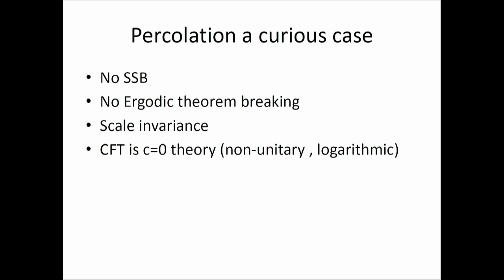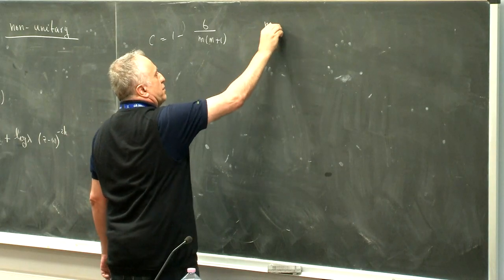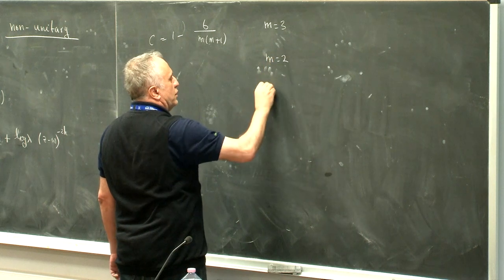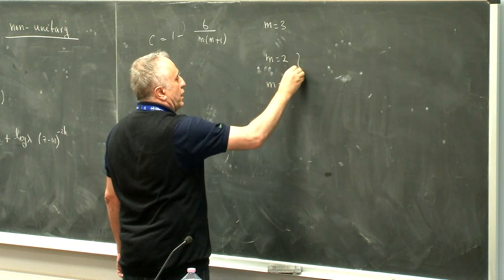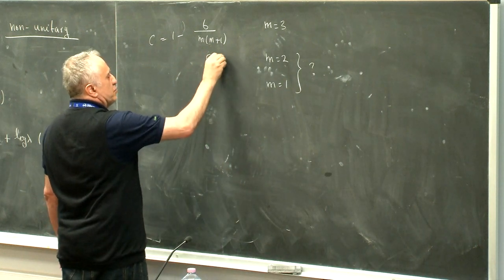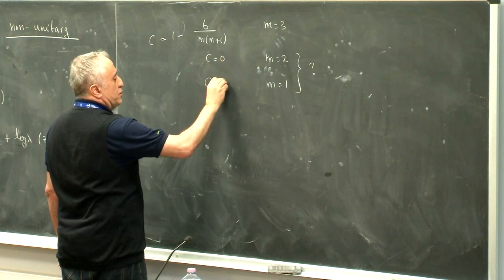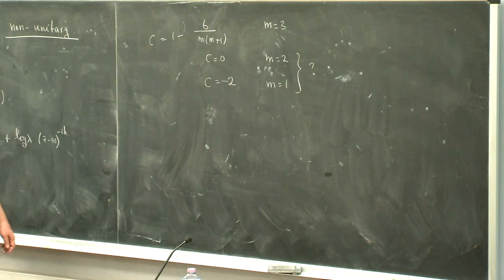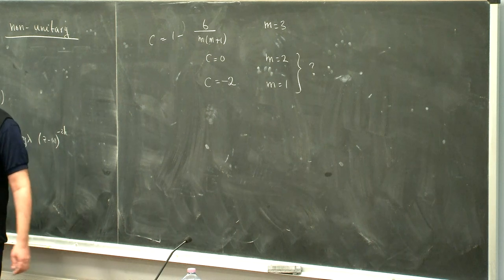So here is the question. When you have this formula, m starts at 3. What happens to m equals 2 and m equals 1? This gives you c equal to 0. This gives you c equal to minus 2.